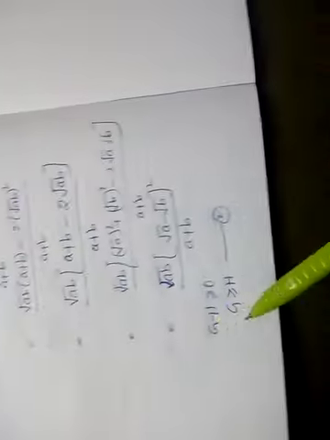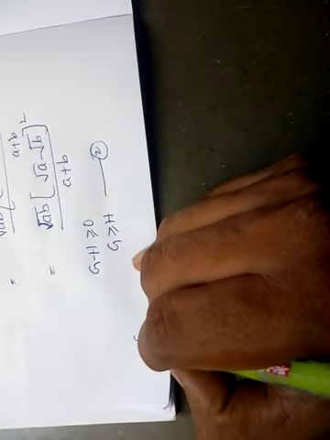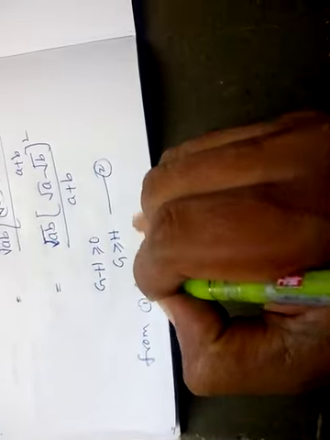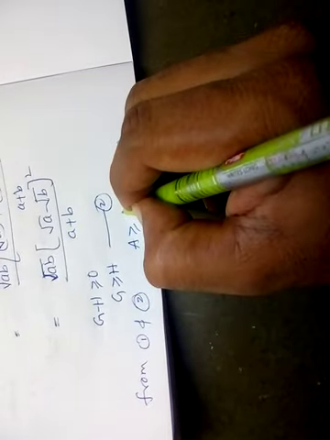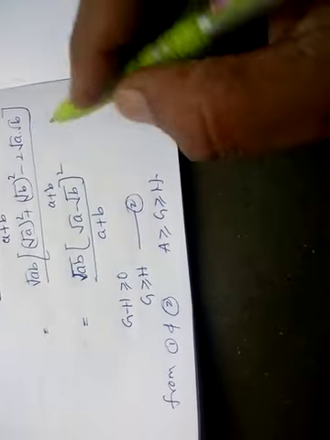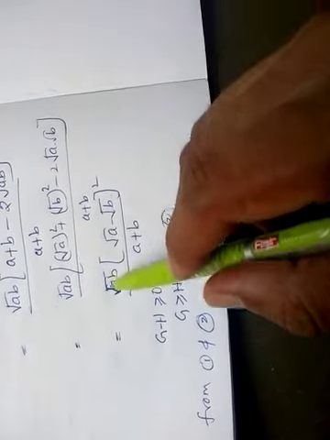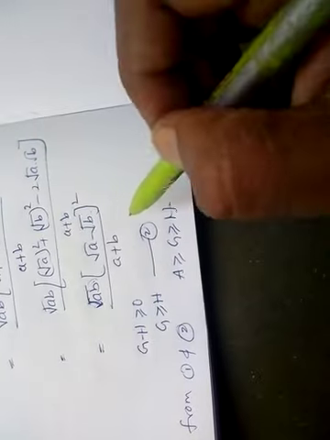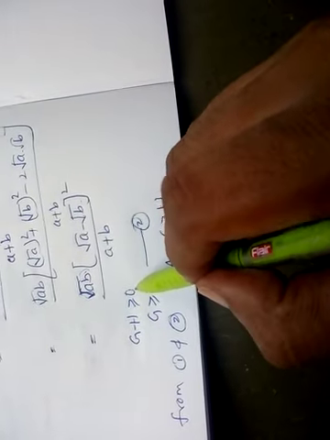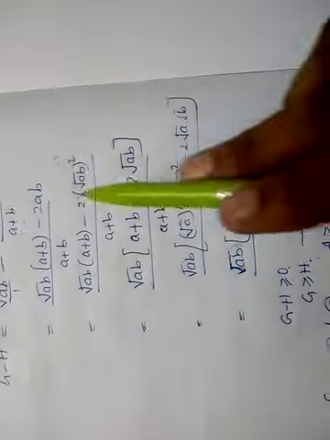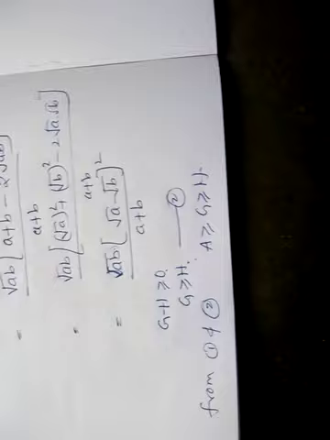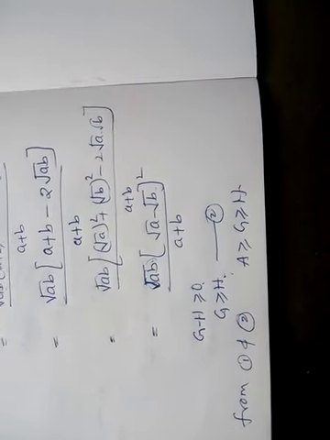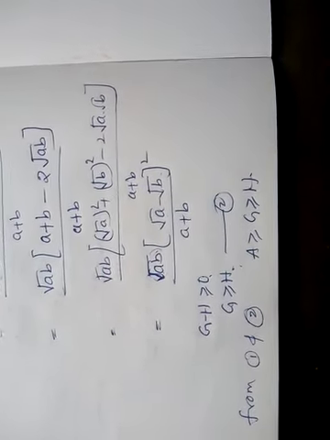This is the second one. First one is A greater than or equal to G, second one is G greater than or equal to H. From first and second, A greater than or equal to G greater than or equal to H. Here you take A and B as any values; A, B are positive, so the total result is positive only. So G minus H is greater than or equal to 0, G greater than or equal to H. This is the second one. First one is A greater than or equal to G. From first and second, A greater than or equal to G greater than or equal to H. This is the relation between A, G, H: arithmetic mean, geometric mean and harmonic mean.